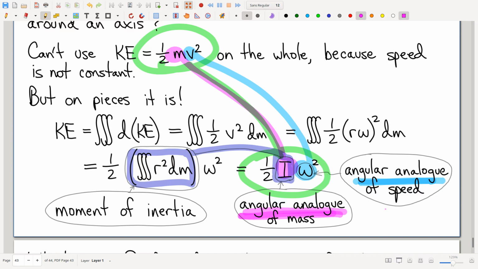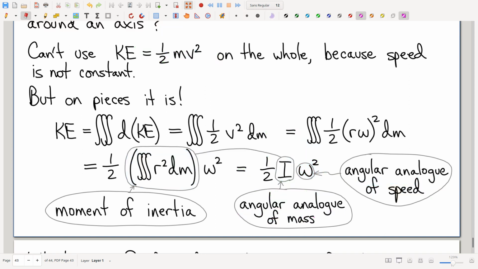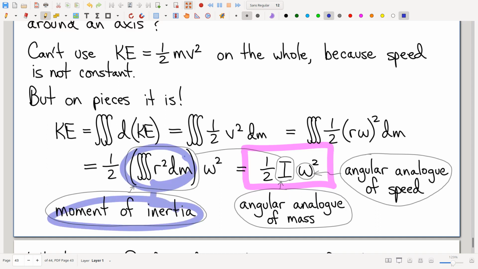So this is a nice way to think about moment of inertia. And why do we care about moment of inertia? What's the point of moment of inertia? Well, when you're thinking angularly, moment of inertia, computed by this expression and typically denoted with an I, is an angular analog of mass. It plays the role that mass would have played, but in this angular context.